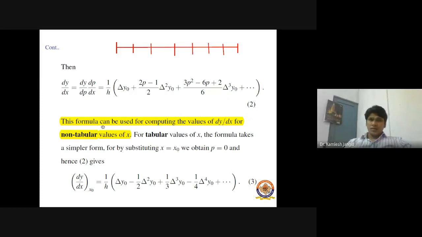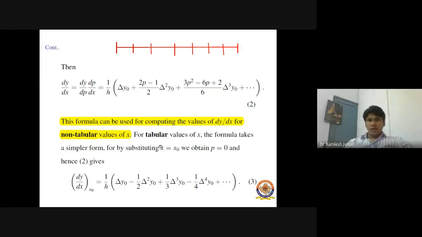Now this formula can be used for computing the values of the first derivative dy/dx for non-tabular values of x. It means what? Suppose this is our given data, this is our x0, this is x1, this is x2, this is xi, this is xn minus 1, xn. Now if we are interested to find the value of the first derivative at a point between x0 and x1, somewhere here, some point x, or between these points, we use equation number 2. It means equation number 2 is used to find the first derivative at non-tabulated values of x.